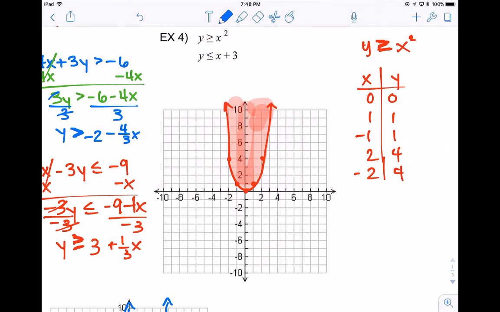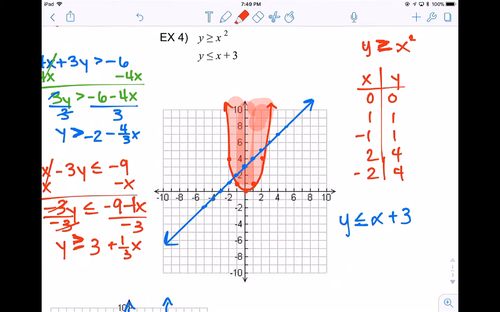And then next for our line, we've got y is less than or equal to x plus 3. So we'll start by plotting our point at positive 3 on the y-axis. And then we have a slope of positive 1, so we'll move up 1, right 1, up 1, right 1, or down 1, left 1. We have an equal to bar again, so that means we can draw a solid line through those points. Off the edge there at the end.